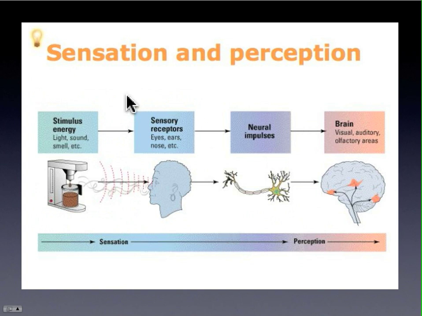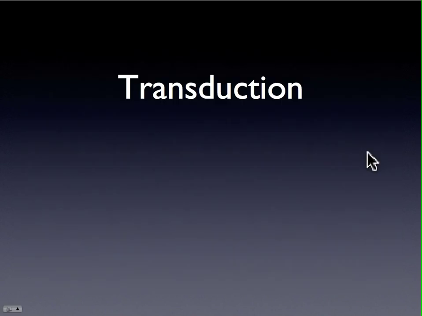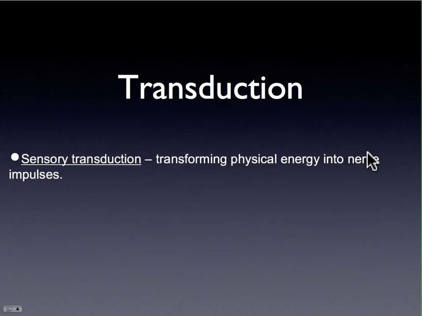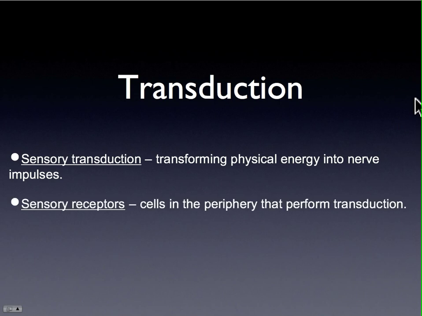Again, in general, this slide just shows we're taking stimulus energy from the outside world, whatever that is. It falls upon our sensory receptors through the art of transduction, which I'll get to. We convert those energy waves into neural impulses that the brain can understand. So transduction is the transformation of physical energy into nerve impulses. Sensory receptors are cells in the periphery that perform transduction.